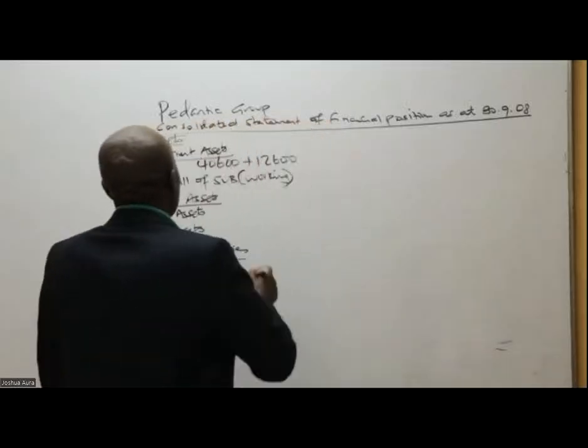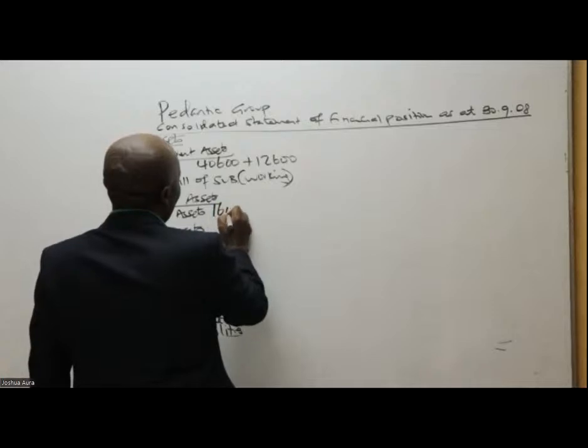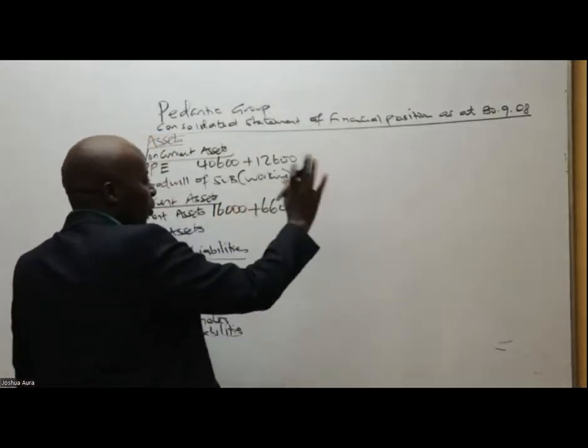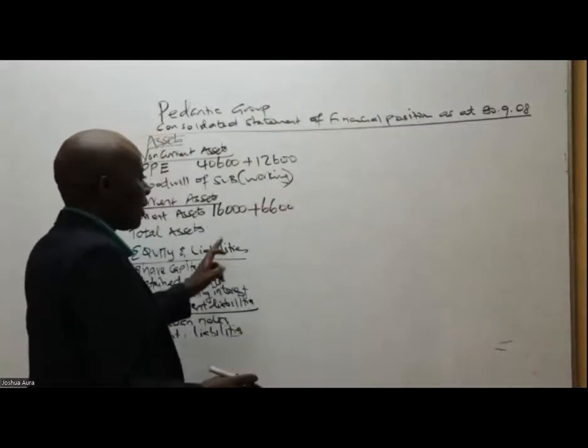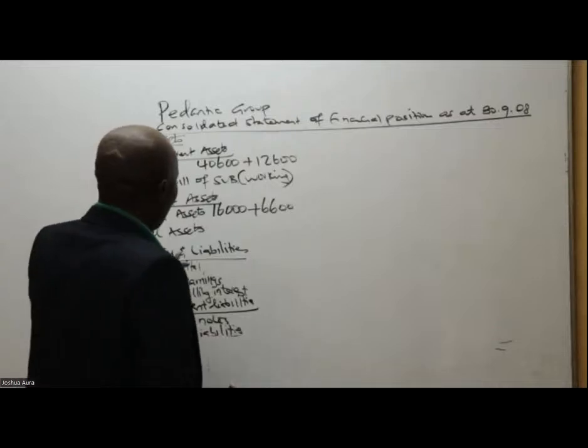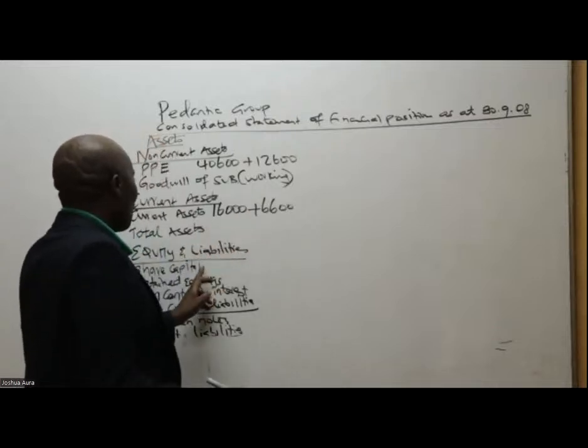16,000 plus 6,600. Don't add anything. Don't take your calculator and start giving us figures, because later on I'll be doing adjustments. Total assets, leave it there. Go to share capital.